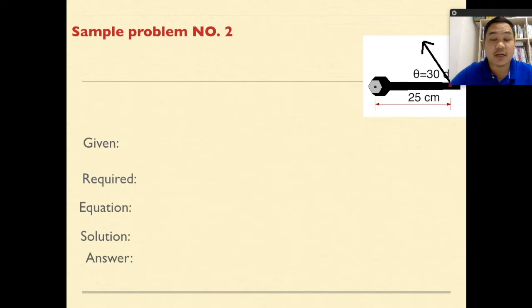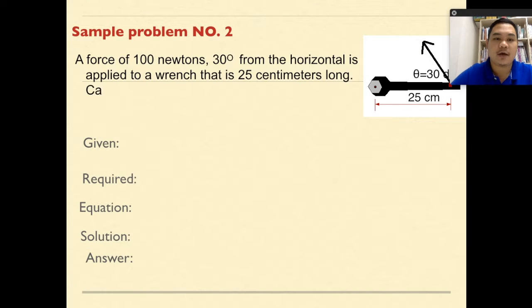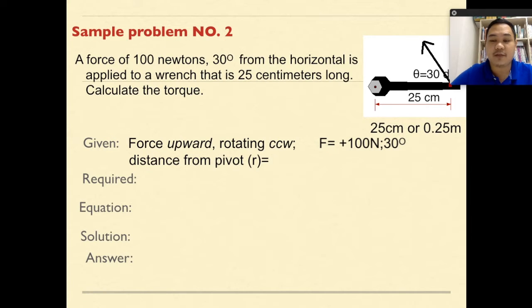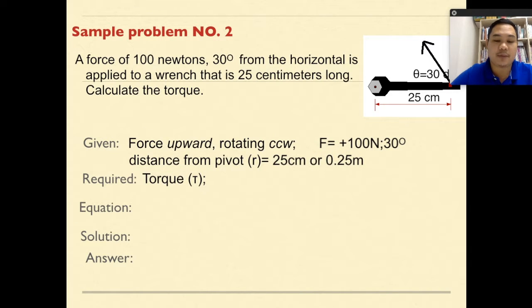Now, let's have here our sample problem number 2. A force of 100 newtons, 30 degrees from the horizontal, is applied to a wrench that is 25 centimeters long. Calculate the torque. The given here is the force upward, and it is rotating counterclockwise. That is positive 100 Newton at 30 degrees. It is positive since it is rotating counterclockwise. The distance from the pivot is 25 centimeter or 0.25 meter. The required for our problem is a torque, and the unit is Newton meter.